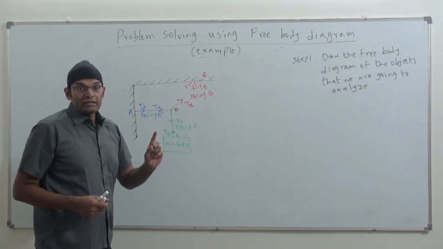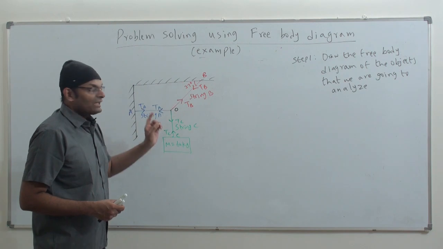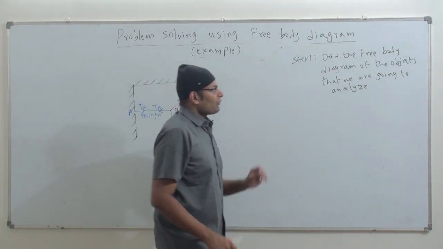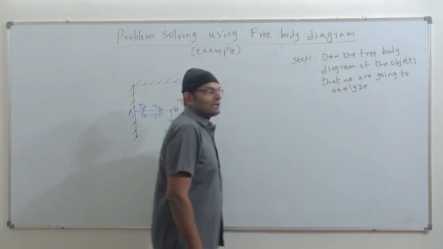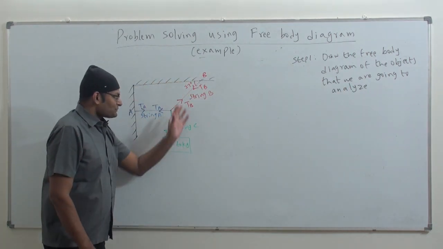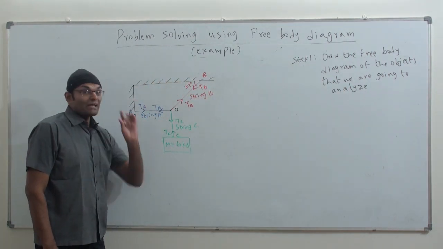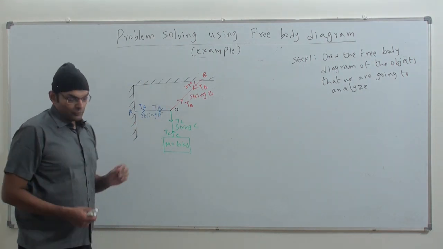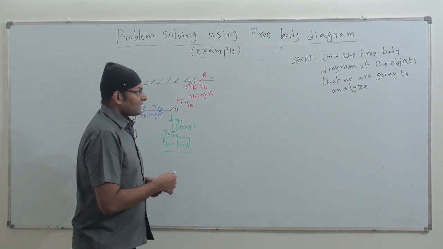So what do I have to calculate in this? I have to calculate the tensions TA, TB and TC using free body diagram. So what is step 1? Draw the free body diagram of the objects that we are going to analyze. You can see that this particular object is in equilibrium. Why is it in equilibrium? Because there is no acceleration to any of the objects. So step 1 is analyze the free body diagram.